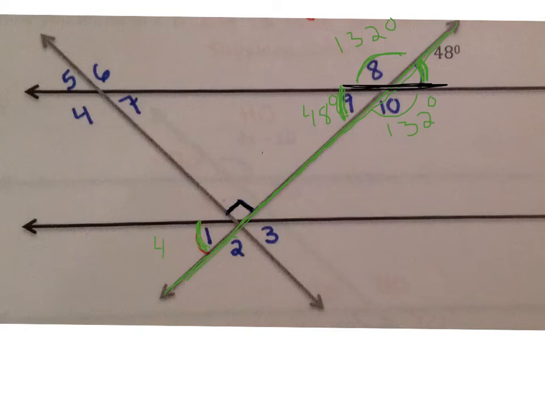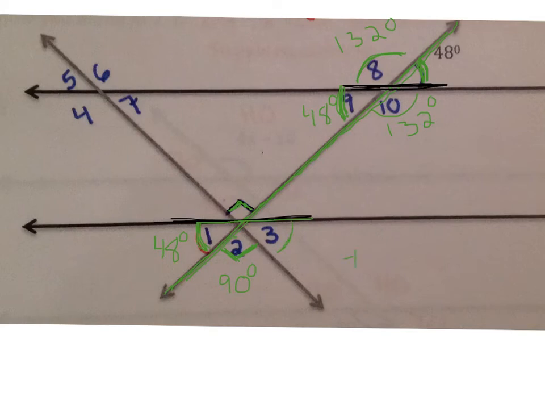So we know angle 1 is 48 degrees. It's angle 2 and 3 we now have to work with. Well, if you look here, angle 2 is vertical to that 90-degree angle. So angle 2 is 90 degrees. And now 1, 2, and 3 make a straight line. So we just have to figure out what 3 has to be.